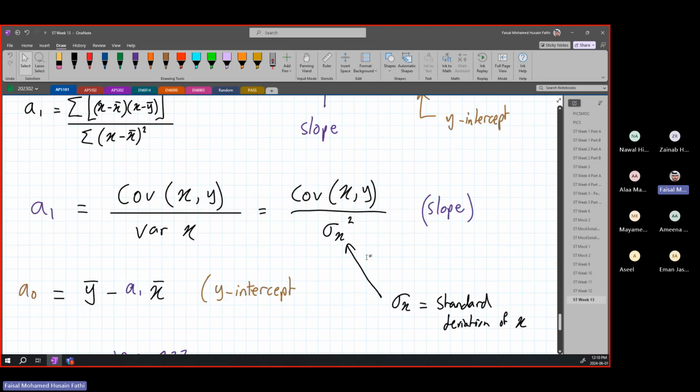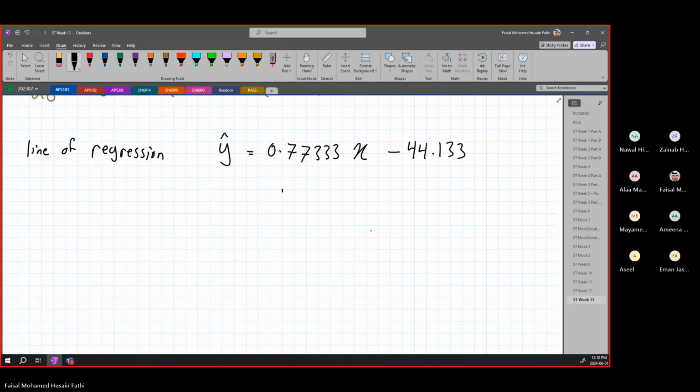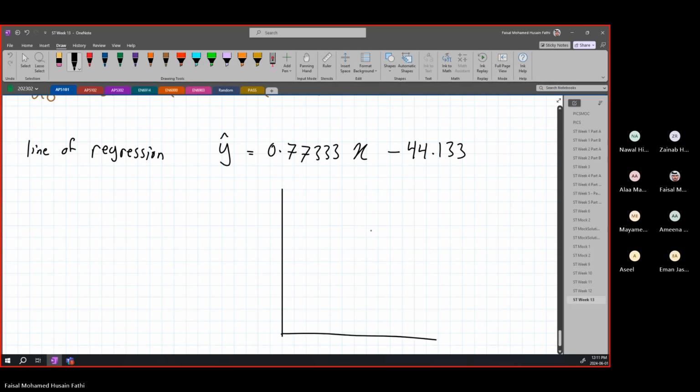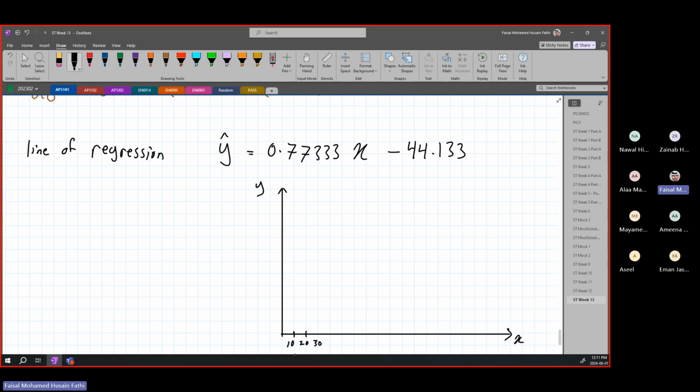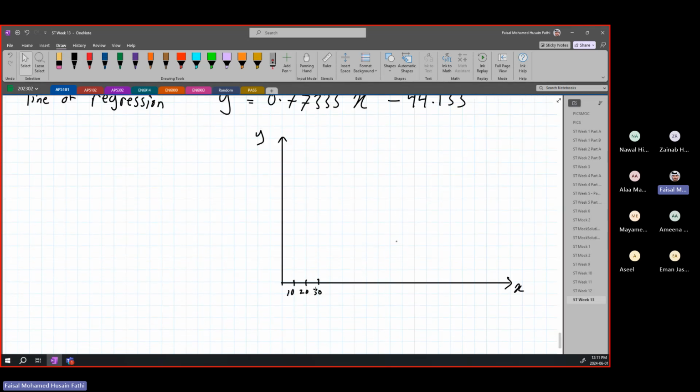If we draw it now to scale, let's try to draw it a bit to scale. All right, this is x, this is y. Let's say this is 20, 40, 60, 80, 100. Actually, let's make it 10, 20, 30, 40. So 10, 20, 30, 40, 50, all of that, okay? And again, let's do the same for y: 10, 20, 30, 40, until the end, all right?